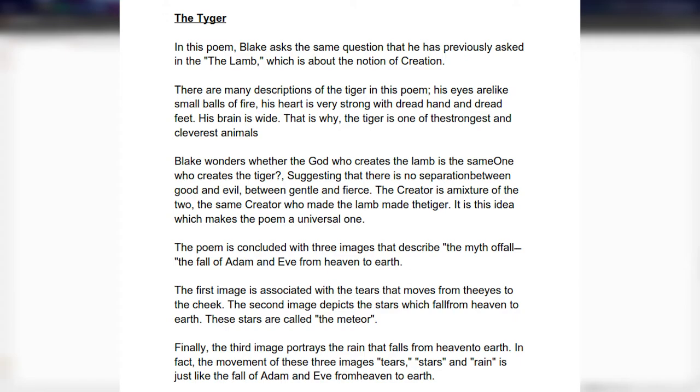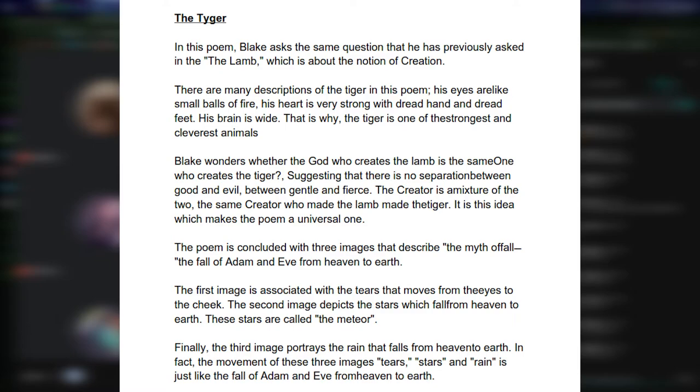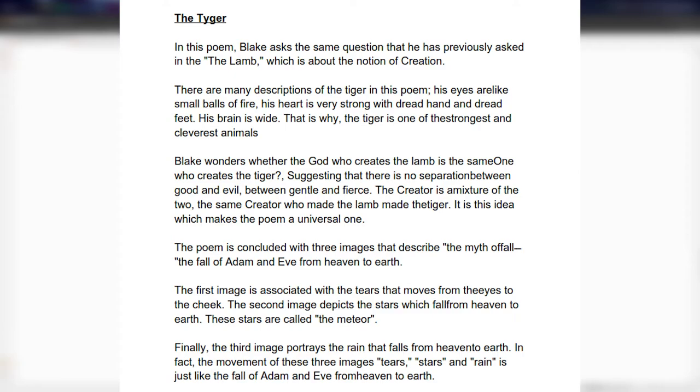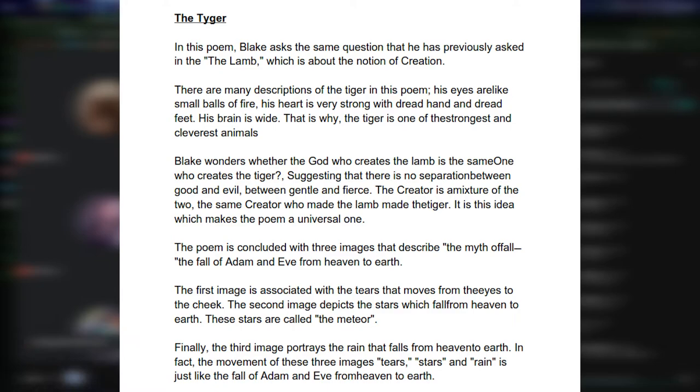So Blake wonders, we said, whether the God who creates the lamb is the same one who creates the tiger. And what he is suggesting is the same creator, who created one, created the other. There is no separation, no exclusion between good and evil, between gentle and fierce. Gentle is the lamb, fierce is the tiger, yet they are made by the same creator. The creator is a mixture of the two.